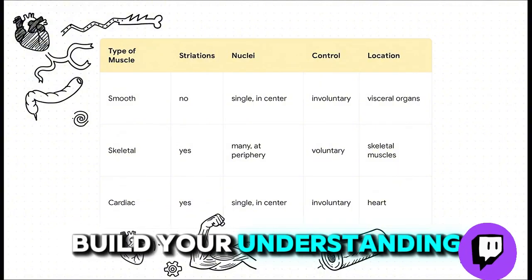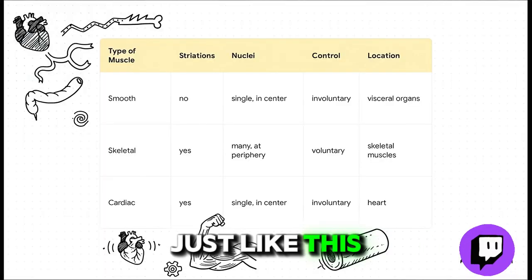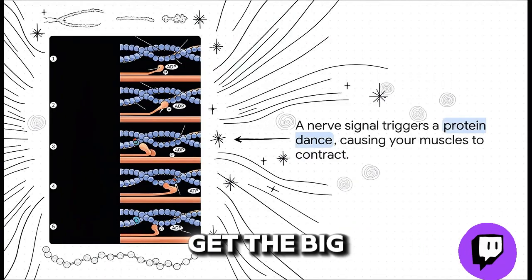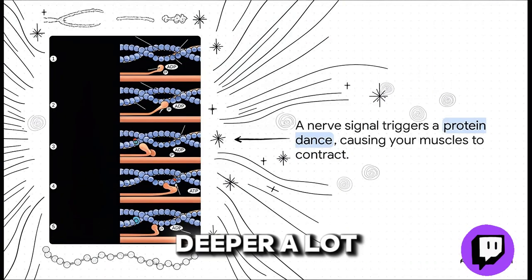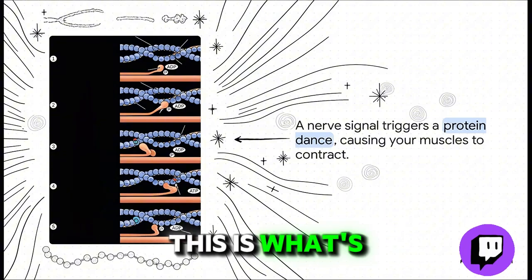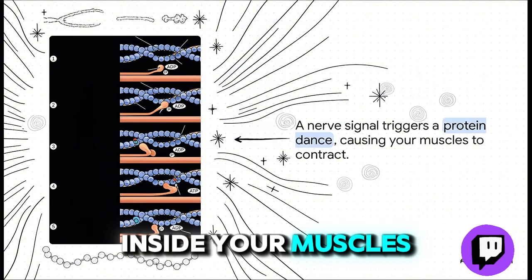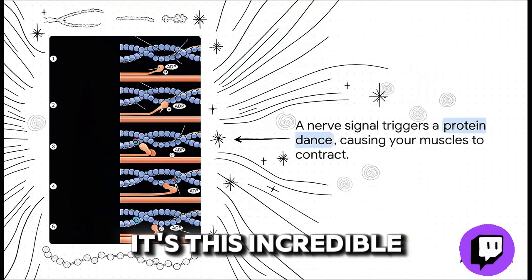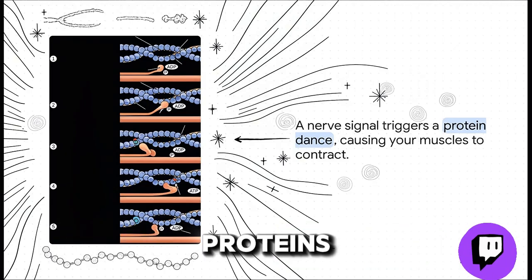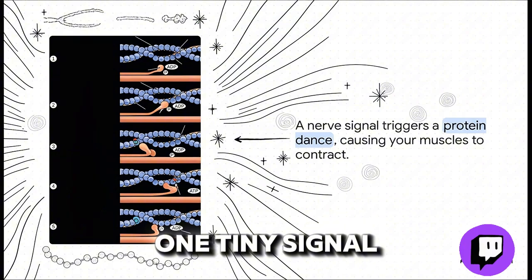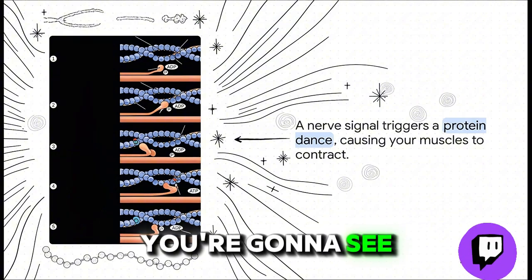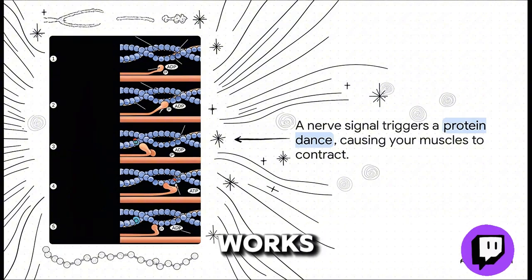We're going to build your understanding piece by piece, just like this. And once we get the big picture, we're going to dive deeper, a lot deeper. This is what's actually happening inside your muscles when they contract. It's this incredible, complex dance of proteins that gets kicked off by just one tiny signal from a nerve. You're going to see exactly how that molecular ballet works.